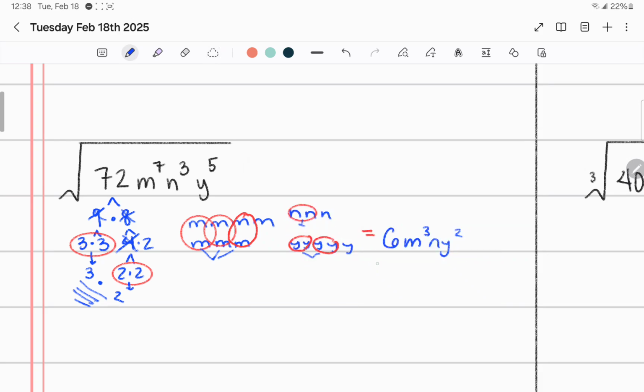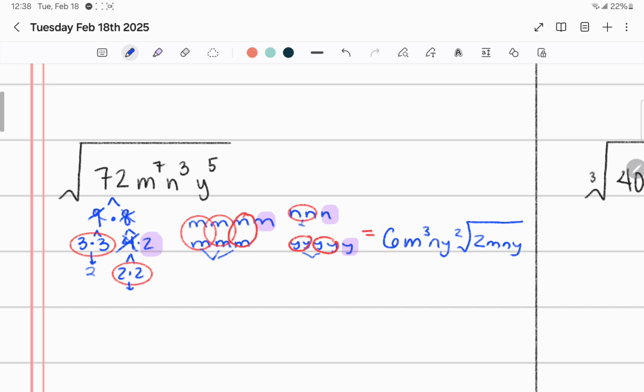Okay, so again, the 6 on the outside came from 3 times 2. And then we have 1, 2, 3 groups, so that's power of 3. We have just a single group of N's and then 2 groups of Y's. So left over we have a 2, M, N, Y. All of those did not have partners. 2, M, N, Y.